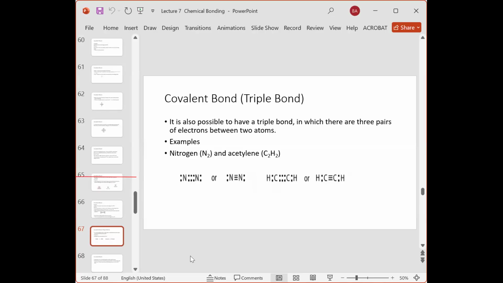And then for acetylene too, there is carbon and hydrogen. So how do you know about hydrogen? Hydrogen has to have only a pair of electrons. So then the 2 carbons have to have 3 pairs of electrons between them, 3 pairs of electrons between the carbons.